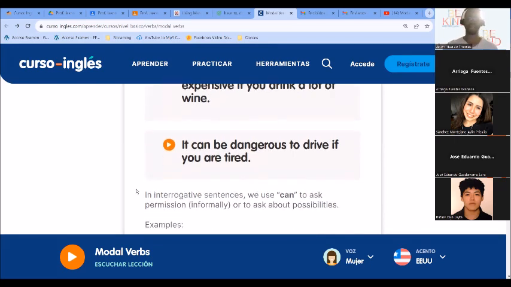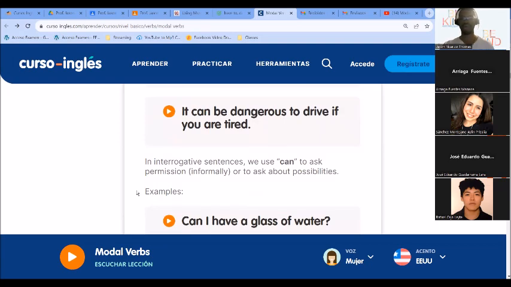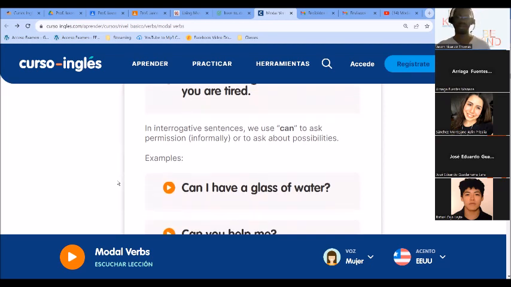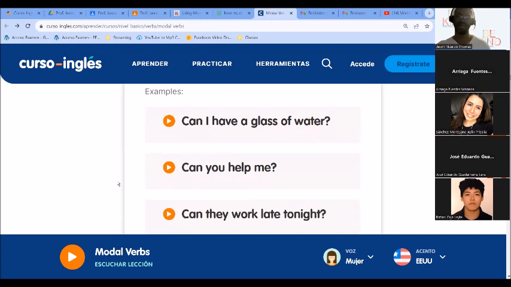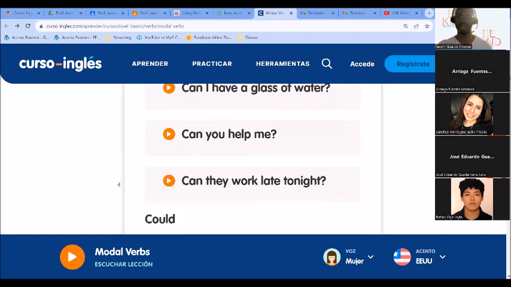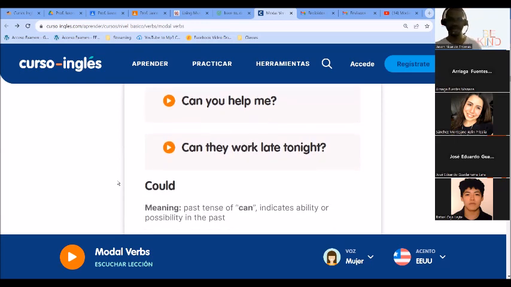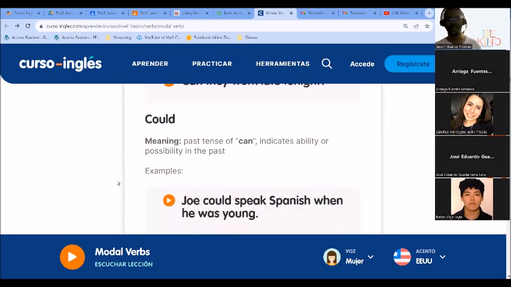Good. Now, when asking questions, you can use can for a little bit more if you want permission or if you want to know the possibilities. All right, so this is another way you can use can. Can I have a glass of water? Can you help me? Can they work late tonight? That's can, all right? On the flip side, we have the pairing of could, which is basically the past tense. Jose Eduardo, could.